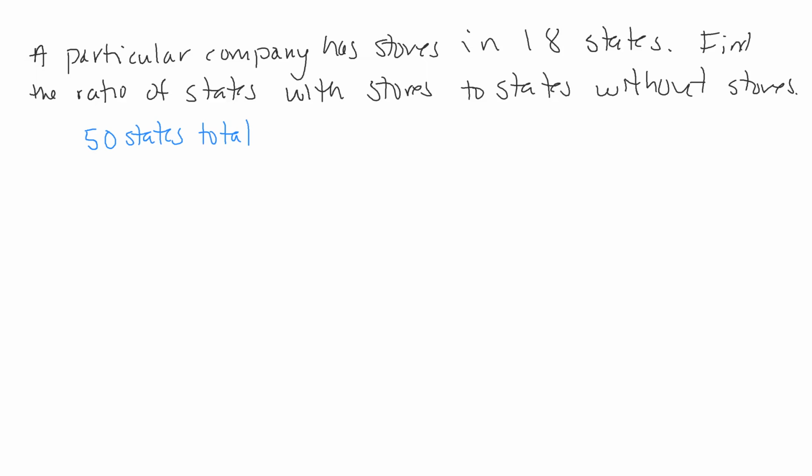We are given that 18 states have stores. What we are not given is the number of states that do not have stores, but this is easy to find. If 18 states have stores, 50 minus 18 would represent the number of states that don't have stores. So that tells me there are 32 states without stores.